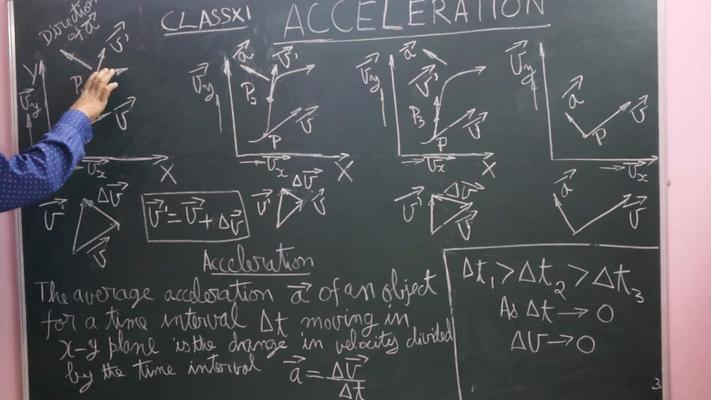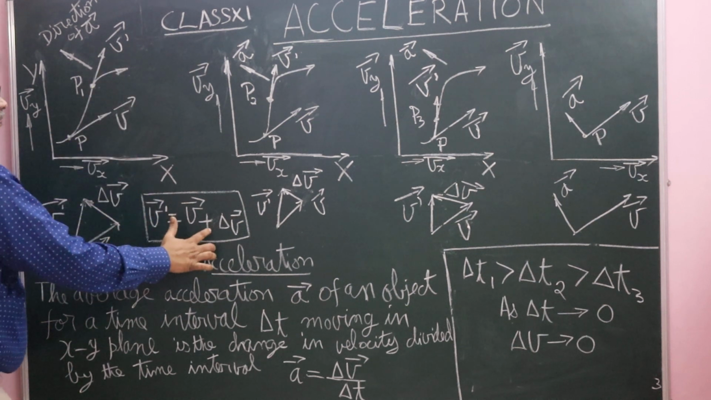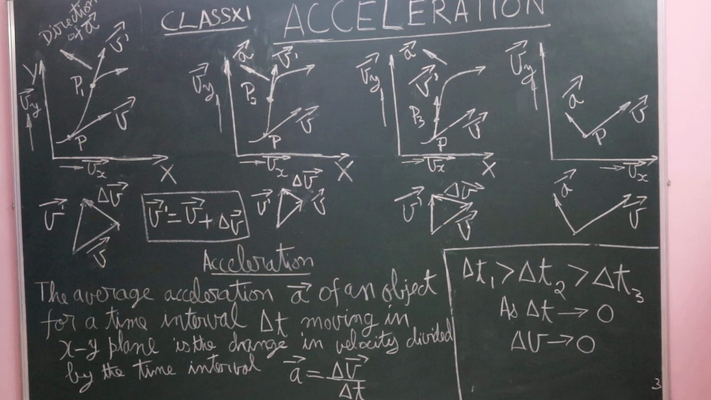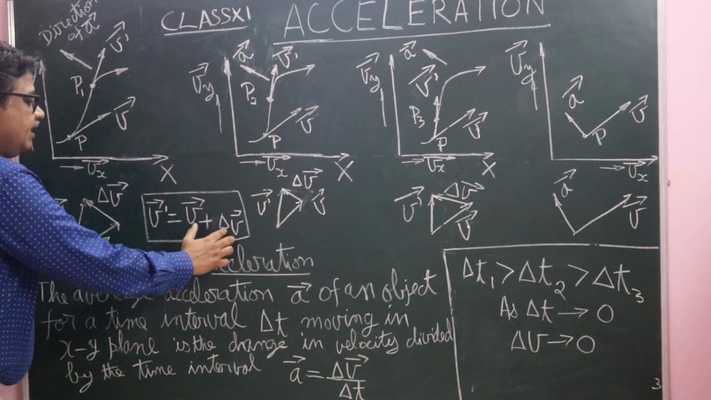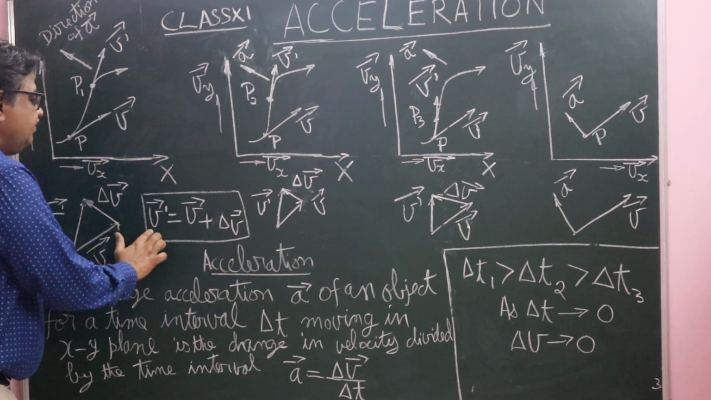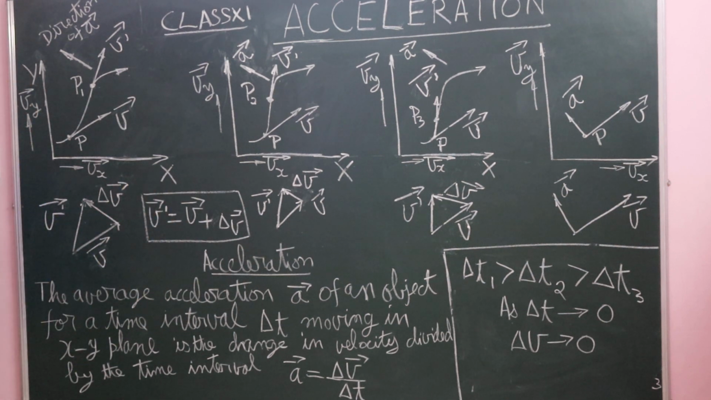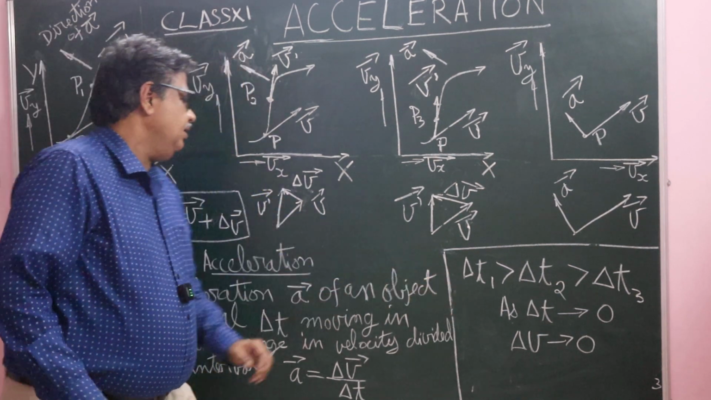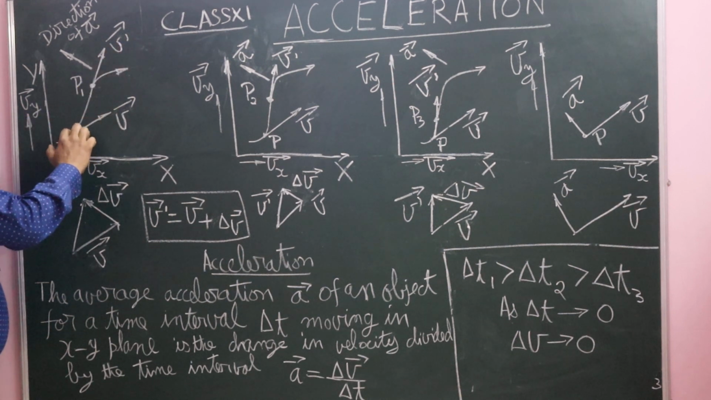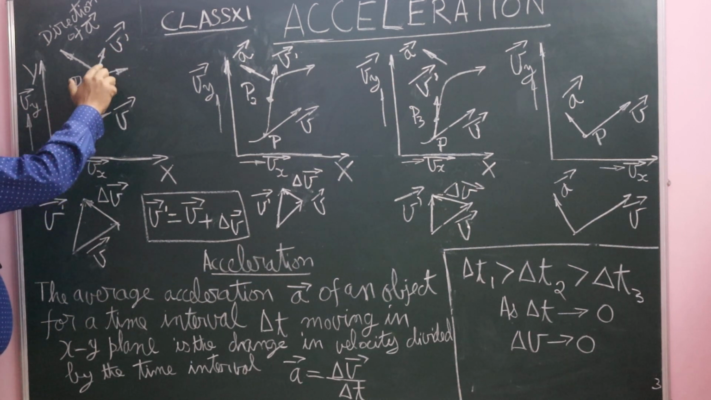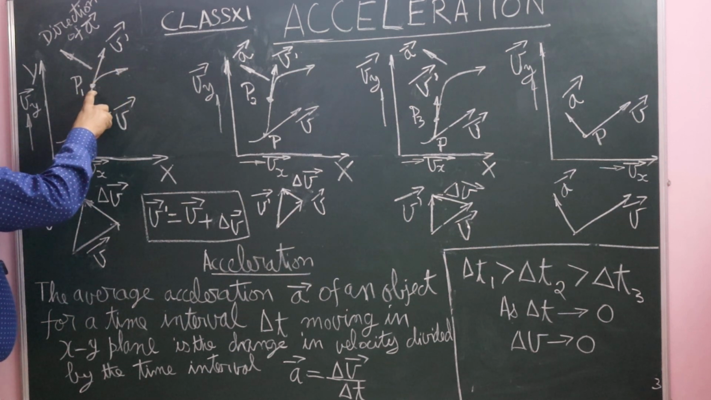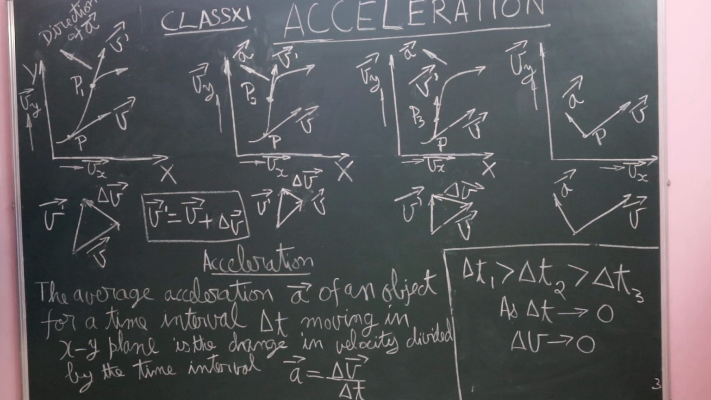Therefore, final velocity vector v dash vector equals v vector plus del v vector. This is according to triangle law of addition. Therefore, del v vector is the change in velocity, del v vector equals v dash vector, final velocity vector, minus initial velocity vector. The time taken is del t1 to attain the velocity of v dash vector. Therefore, at the point P1, the velocity of the object is v dash vector.